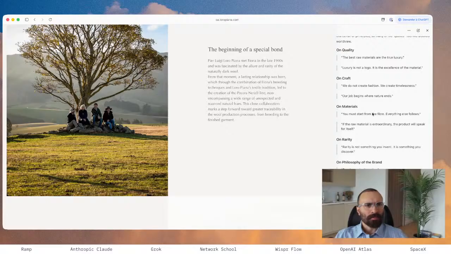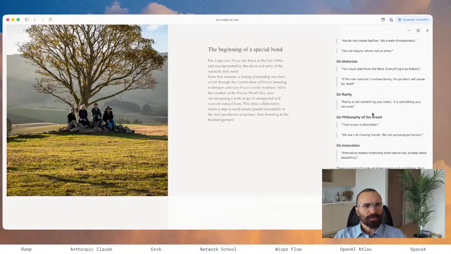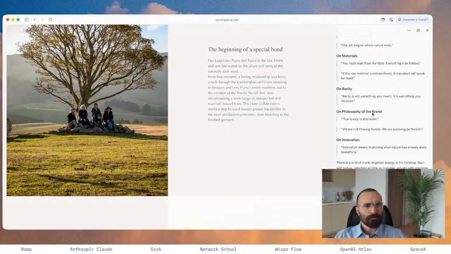Quotes from Pier Luigi Loro Piana. On quality, the best raw materials are the true luxury. Luxury is not a logo, it is the excellence of the material. We do not create fashion, we create timelessness. Our job begins where nature ends. On materials, you must start from the fiber, everything else follows. If the raw material is extraordinary, the product will speak for itself. Rarity is not something you invent, it is something you discover.